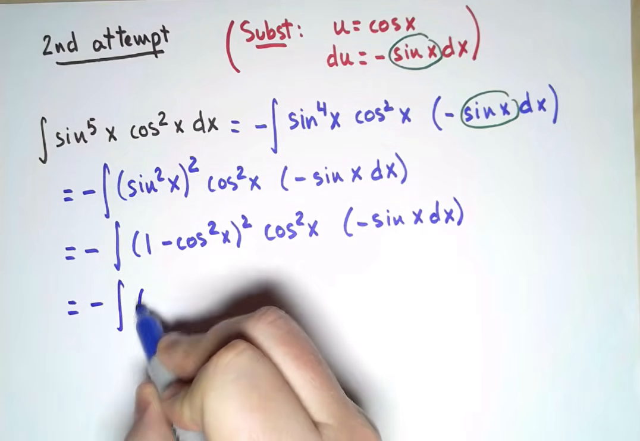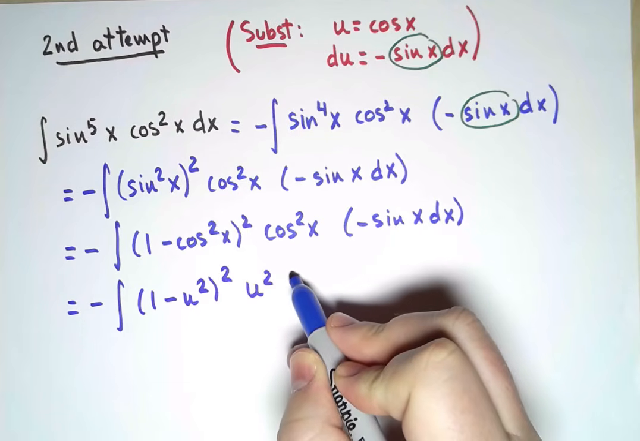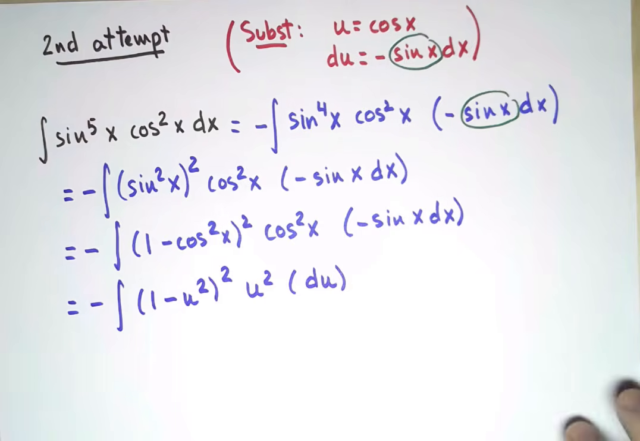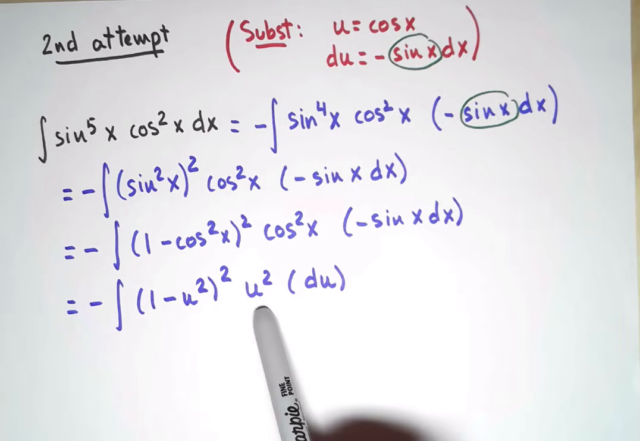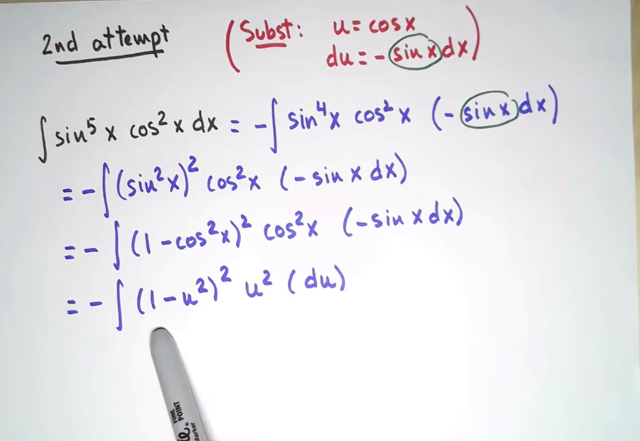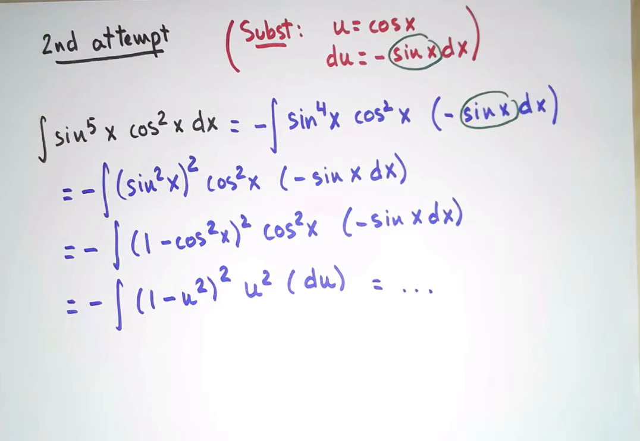So after substituting, I get minus the integral of 1 minus u squared times u squared times du. And this was much better than in the previous example, because in order to substitute, I didn't need to include any square roots. This new function is just a polynomial. I know I'm going to be able to finish it. I can take this polynomial and expand it, multiply it out, and then integrate it term by term. And after integrating term by term, I will be able to undo the substitution. So I won't finish it, but it should be clear that this is going to work better than my first attempt.